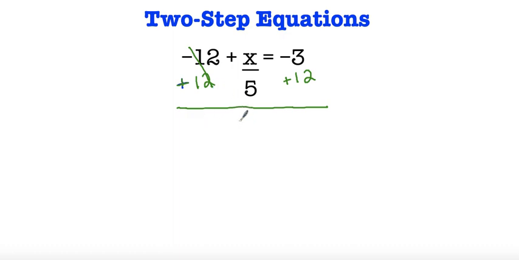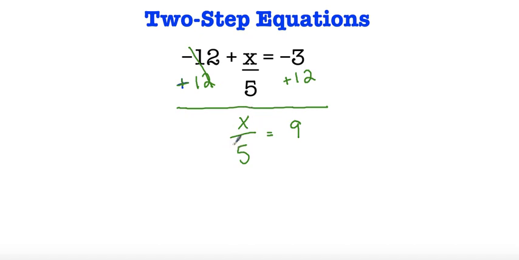On the left side, I'm left with x divided by 5 is equal to, on the right side, negative 3 and positive 12, the signs are different. So I'm going to subtract and keep the sign of the number with the greatest absolute value. So 12 minus 3 is 9. And the number with the greatest absolute value is positive in this case. So my answer is 9 after I subtract these. And now I have x divided by 5 is equal to 9.